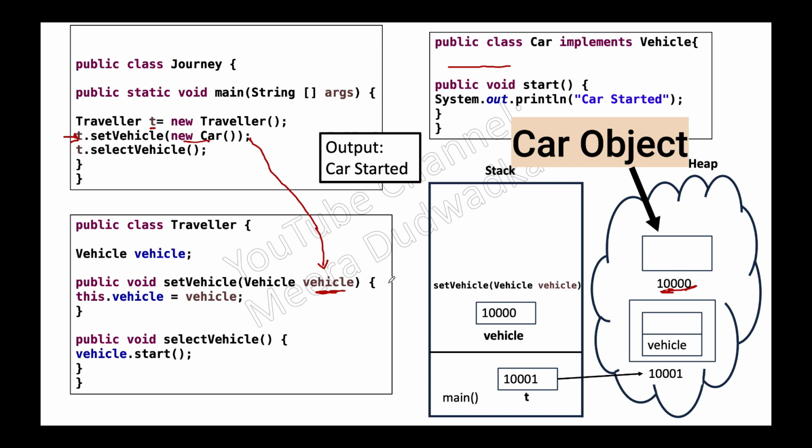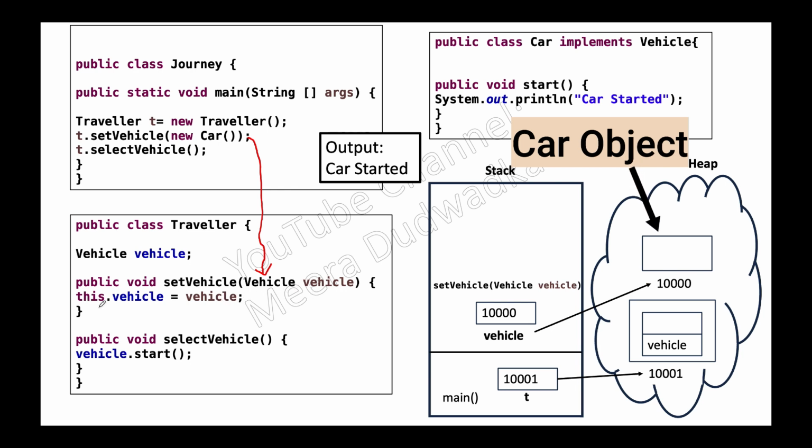So the reference variable vehicle, which is local to the setVehicle method, is allocated memory here, and the address of the object which we are passing from the method call is stored in here, and the vehicle reference starts pointing to the object on the heap. So this way you can visualize the memory diagram.